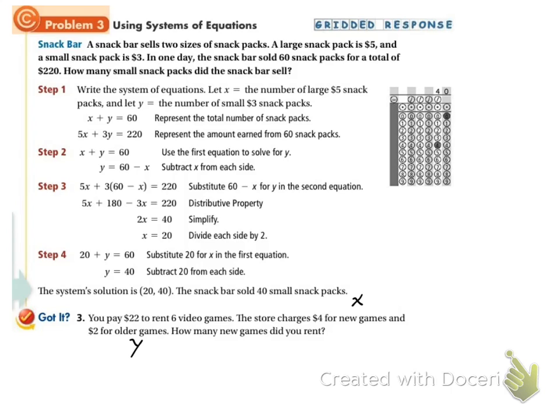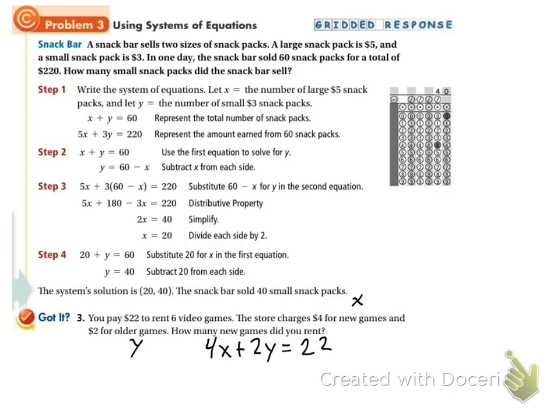And I need to start setting up an equation. Well, if I buy one new game, that costs me $4. If I buy 2 new games, that costs me $8. If I buy 3 new games, that costs me $12, right? What am I doing there? I'm multiplying. So we're going to have 4x plus, and the same thing for the older games, so 2y. And it says that we spent $22.